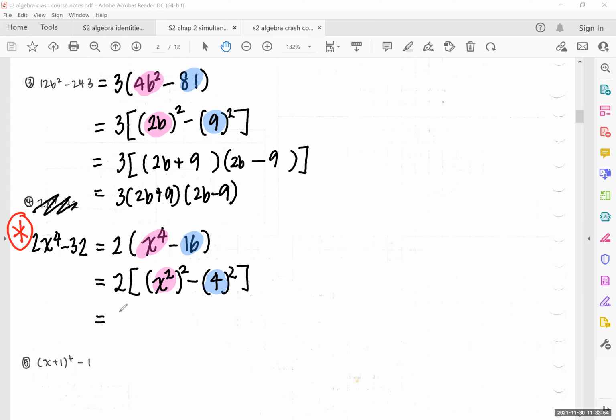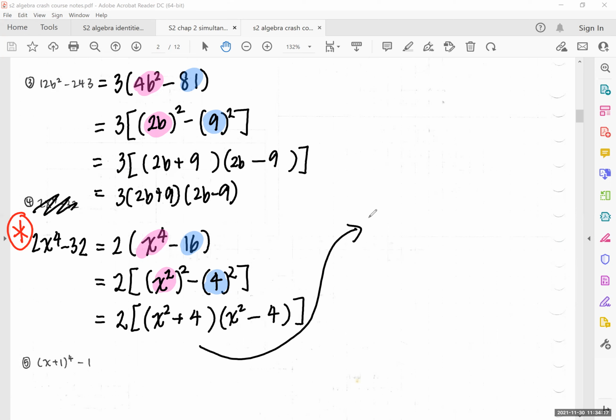Listen very carefully. So can you see 2? Right now it will become a what? Bracket A plus B, bracket A minus B, right? What do I write inside? X squared, right? Plus 4. And then X squared minus 4. Correct or not? Can you see that? Then I will write down properly first. It becomes 2 bracket X squared plus 4, X squared minus 4, right?